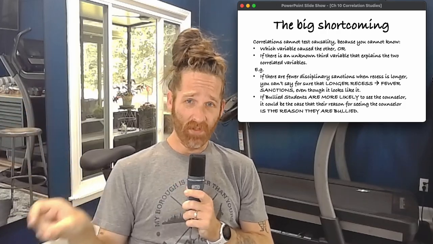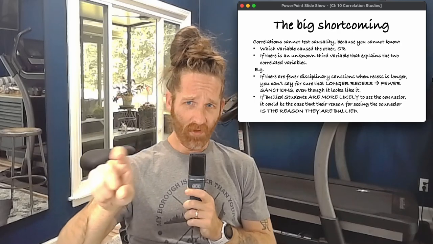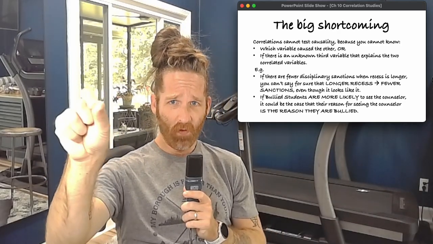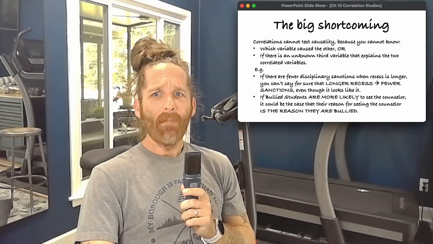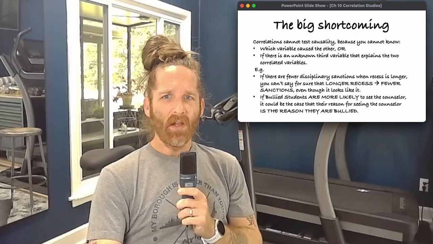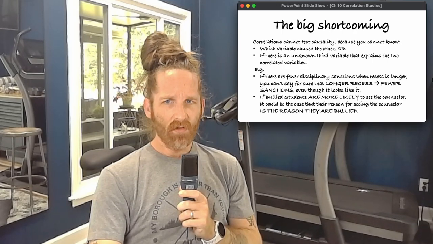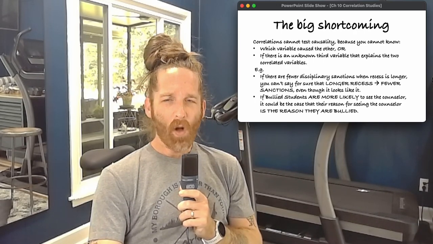So the third variable is something you didn't even think about, which might influence the other two. I've taken two of those earlier examples and I'm just describing them with the first shortcoming and the second shortcoming. Imagine that when recess is extended, you find that there are fewer disciplinary sanctions, but you won't know why.